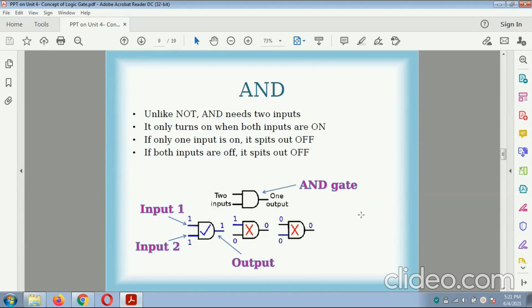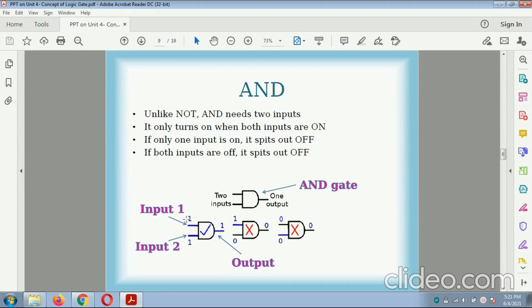AND gate. Unlike NOT, AND needs two inputs. It only turns on when both inputs are on. If only one input is on, it spits out off. If both inputs are off, it spits out off. So the AND gate contains two inputs and one output.